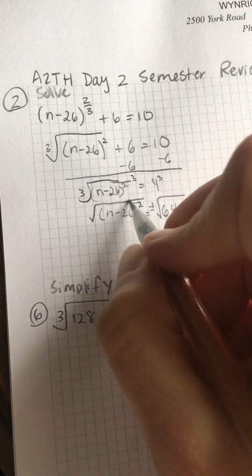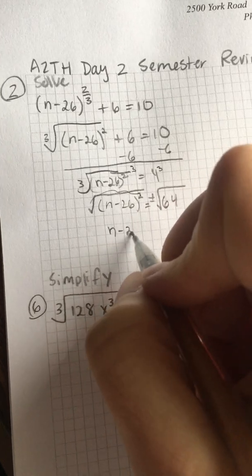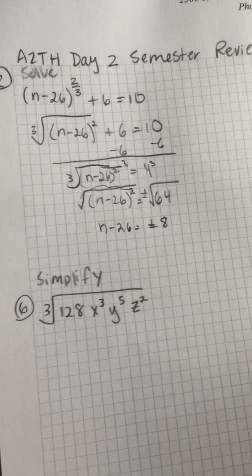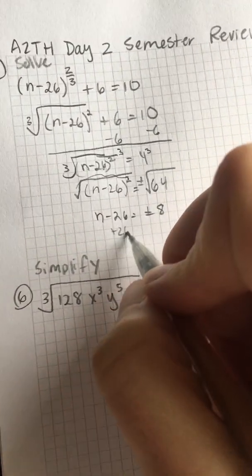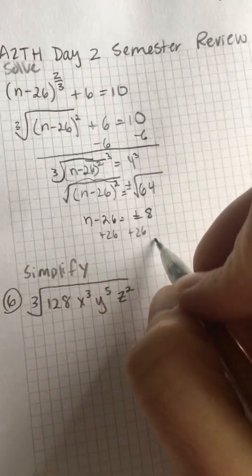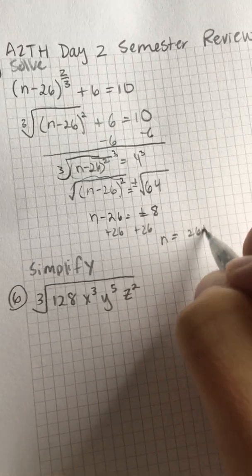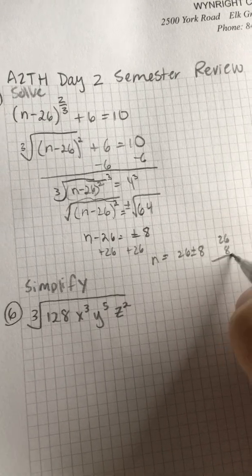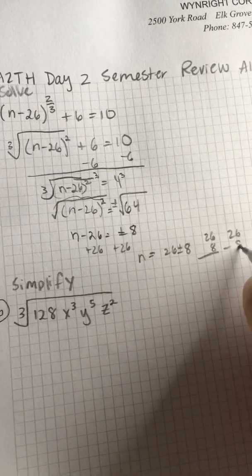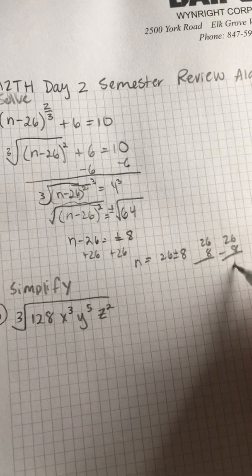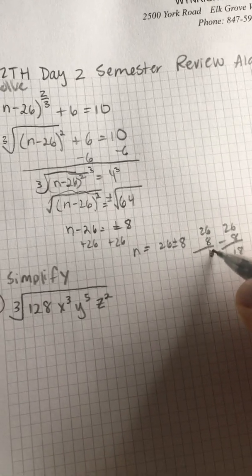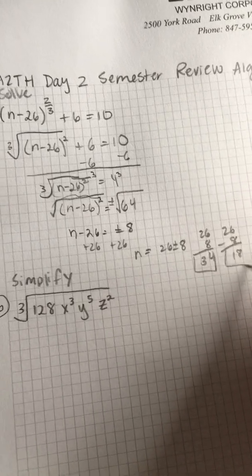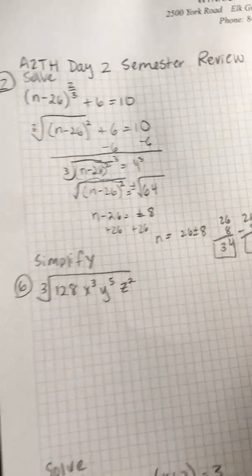The squared and the root cancel out, leaving me with n minus 26 equals plus or minus 8, because that's perfect, it can come out. I add over the 26, and I get n equals 26 plus or minus 8. So I need to do 26 plus 8, and 26 minus 8. That's going to be 34 and 18. So 34 and 18 are my answers for n.